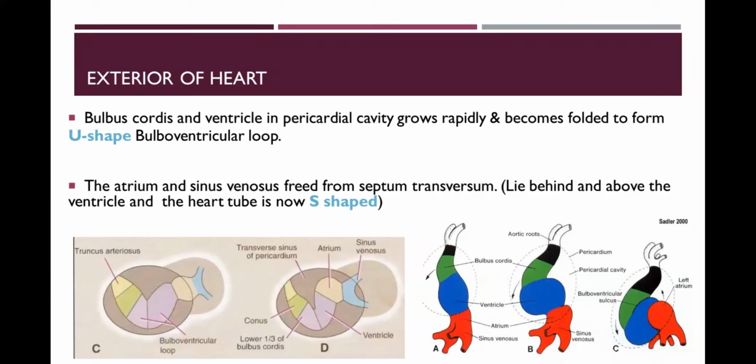The bulbus cordis and the ventricle, as the pericardial cavity grows rapidly, become folded to form a U-shaped bulboventricular loop in picture C. And in D, the atrium and sinus venosus are freed from the septum transversum, lie behind and above the ventricle, and the heart tube is now S-shaped.